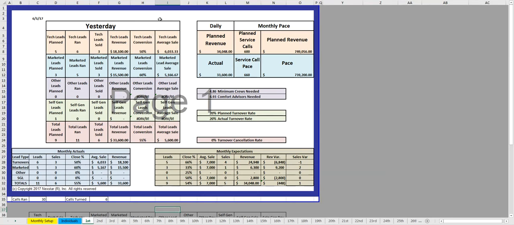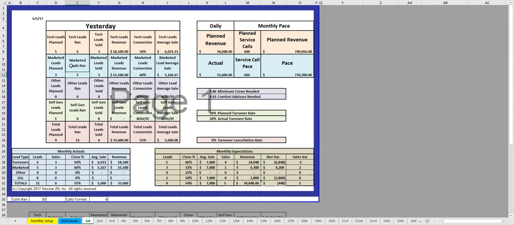So let's see how our business is doing. This is something that your sales manager would carry into his daily huddle. If you look, we were supposed to run yesterday, plan leads, 5 turnovers in this model. We ran 6, so that's good. We went 1 over. We had 3 sales. Here's our average revenue, here's the revenue, the close rate, average sale. We were supposed to run 3 marketed leads.